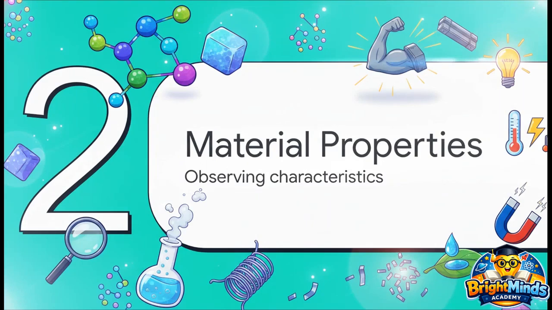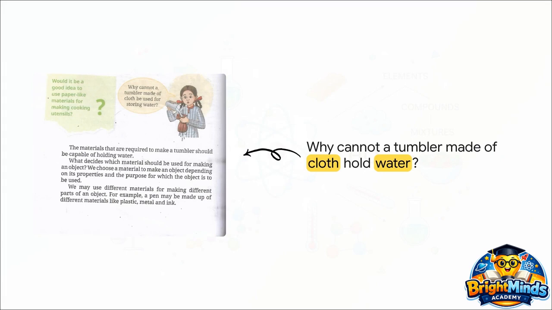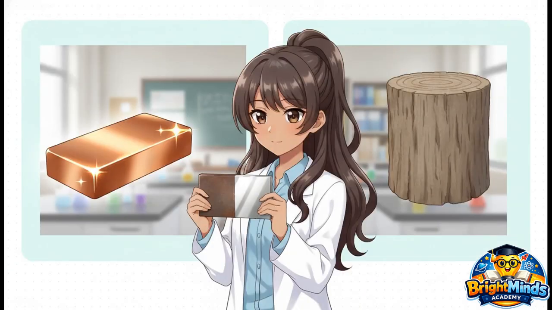Which brings us right into Section 2, observing material properties. Once we know how to classify, we have to know exactly what properties we're looking for, because those properties determine an object's actual real-world utility. So let's think about this for a second. Why on earth is a tumbler or a cup made out of cloth a genuinely terrible idea for storing water? It sounds ridiculous, right? Because cloth is porous. It completely lacks the fundamental property required to hold a liquid. The big takeaway here is that we choose a material to make an object strictly depending on its properties and what we actually want that object to do. You wouldn't build a bridge out of paper, and you definitely wouldn't make a window out of concrete. Purpose dictates material.